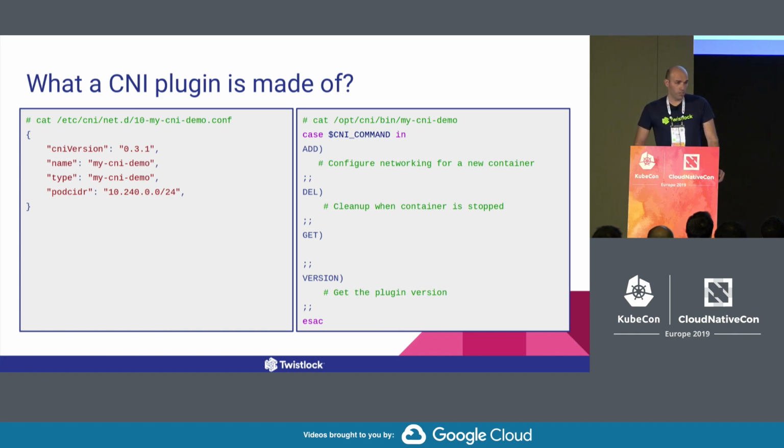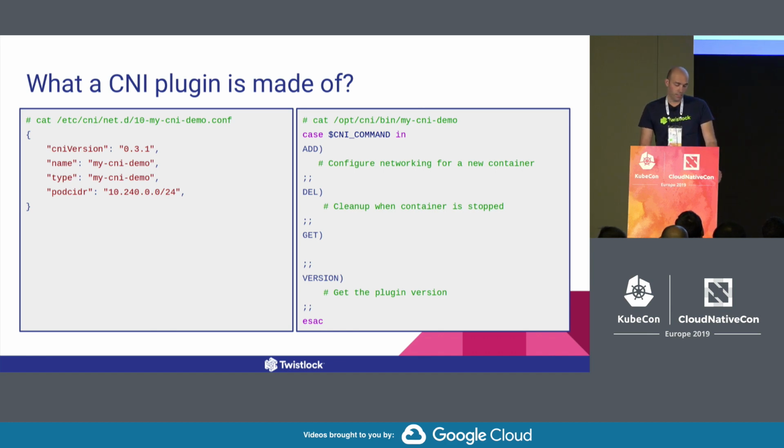And it can contain also custom fields. In this case, I'm showing an example of the pod slider, which is a custom field which I decided to put in the config. And we will soon see why I chose to put it there and how I'm going to use it later on. On the right is the implementation itself. It's a binary executable.